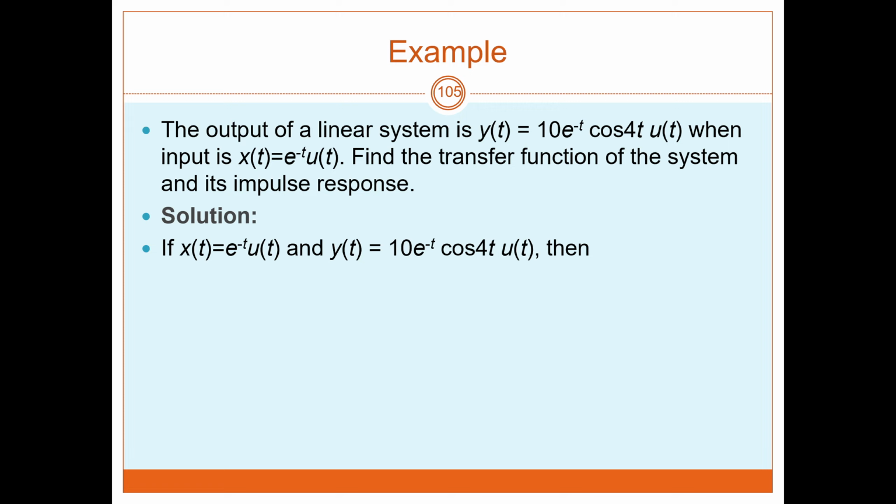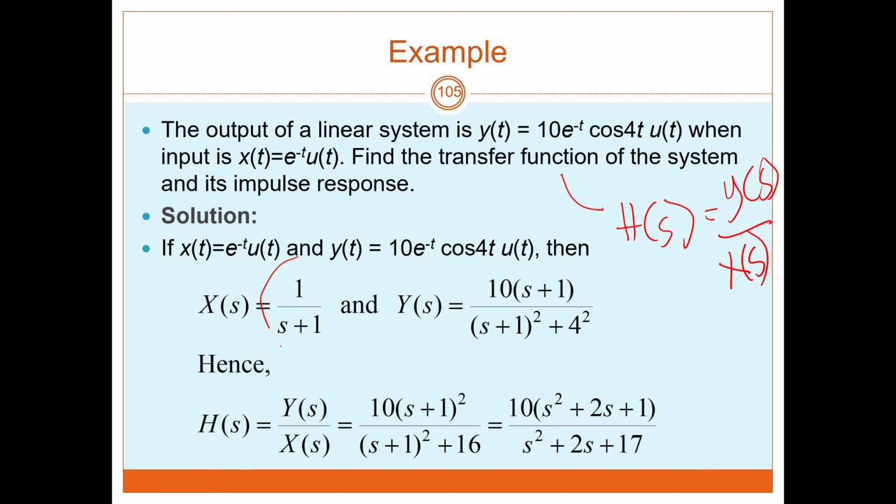Okay, let's see this example. The output of a linear system is y(t). The output is 10 e^(-t) cos 4t u(t). The input is e^(-t) u(t). So the transfer function, H(s), will be equivalent to Y(s) divided by X(s). Now let's solve X(s) and Y(s).